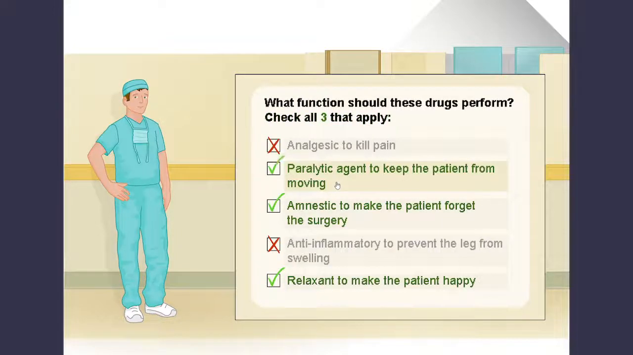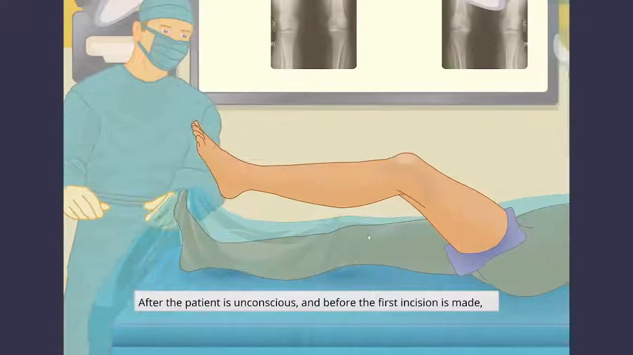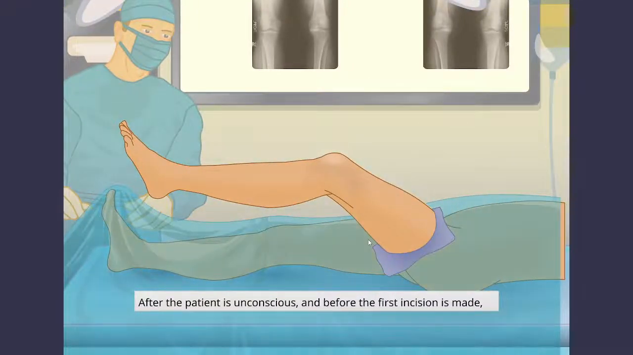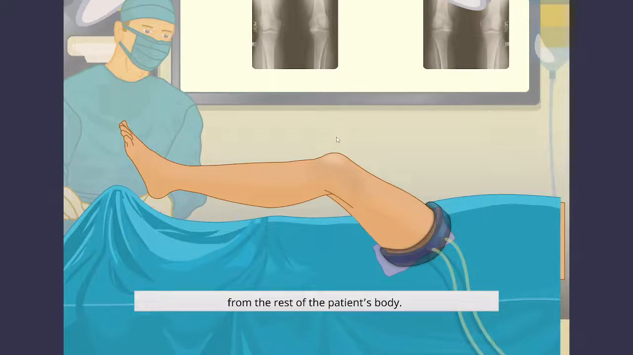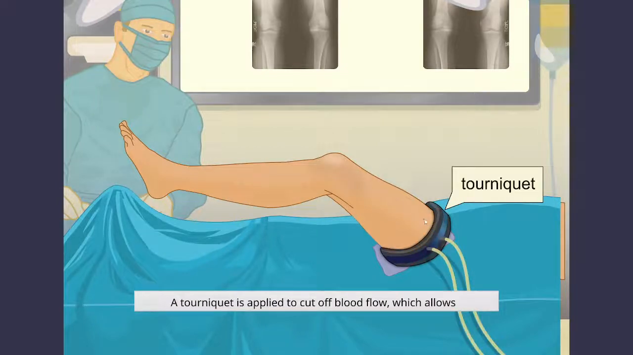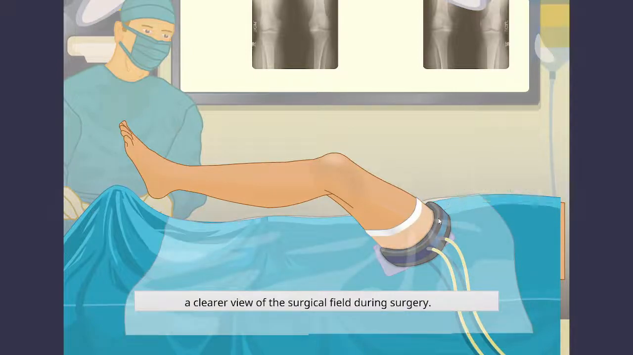Great. Good work. After the patient is unconscious, and before the first incision is made, we need to establish a sterile field around the surgical area. A series of sterile drapes isolates the surgical field from the rest of the patient's body. A tourniquet is applied to cut off blood flow, which allows a clearer view of the surgical field during surgery.